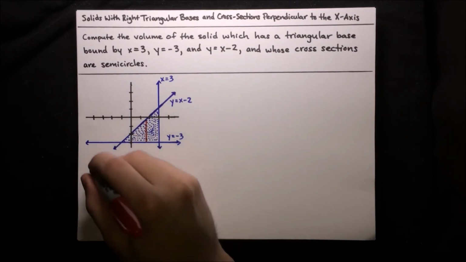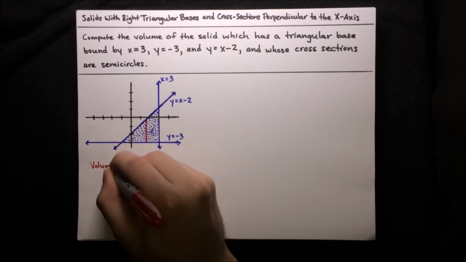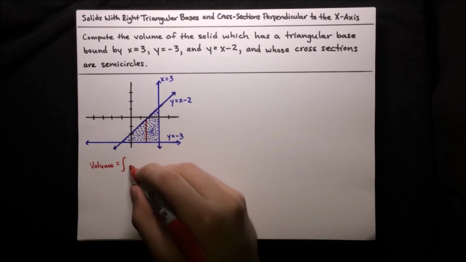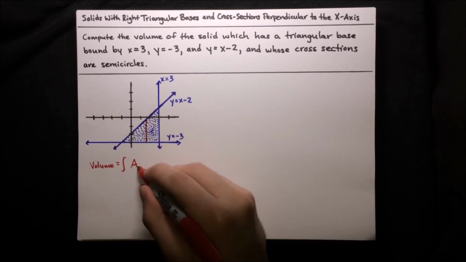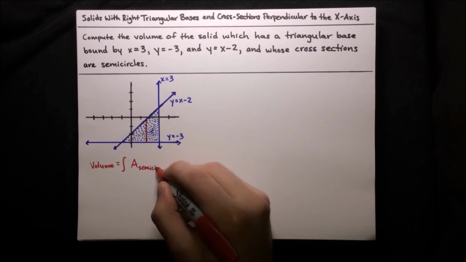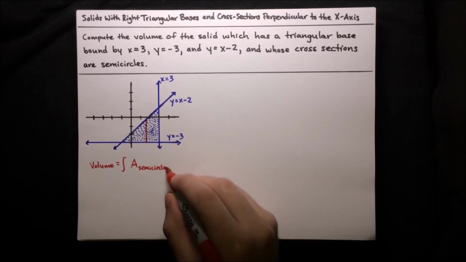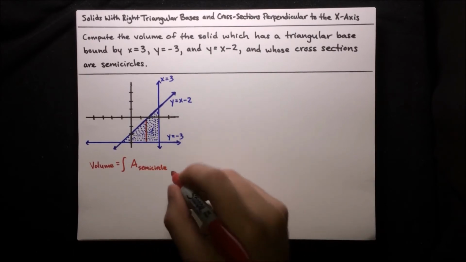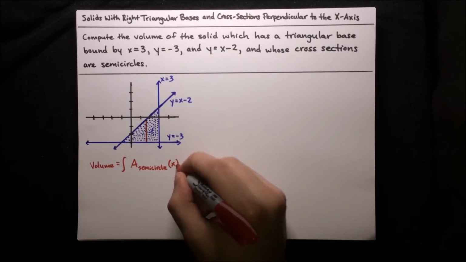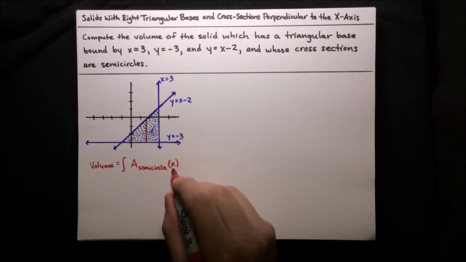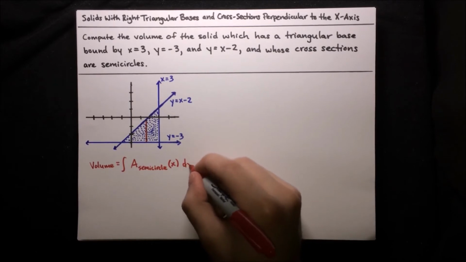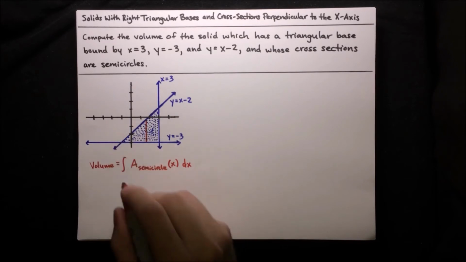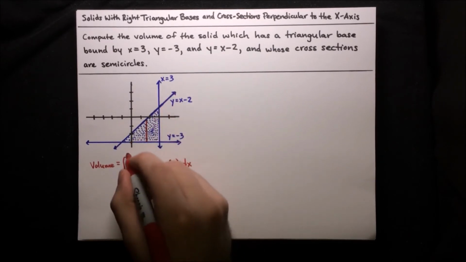Okay, so like before, we know that the volume is going to be obtained by summing up the areas of all those semicircle cross-sections. So we'll have volume equals integral of area of a semicircle, and we need to express this integral in terms of a variable so that we can actually solve it. How about we express it in terms of x? So we'll write area of the semicircle in terms of x. We'll figure out that in a little bit. Let's just complete the integral. It'll be dx, and what are our bounds for x? Well, x ranges from right here, that's at -1, to over here, which is at x equals 3.